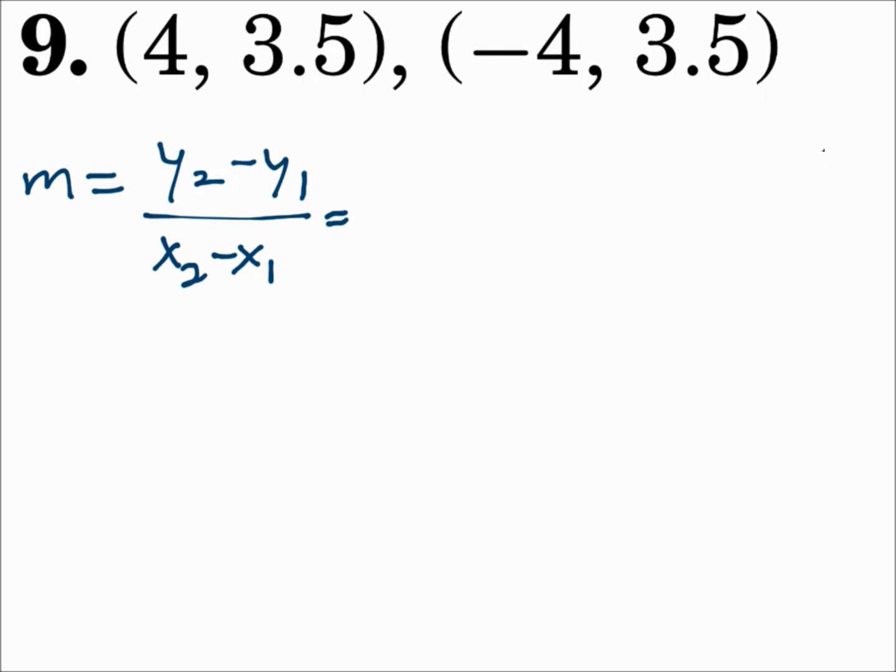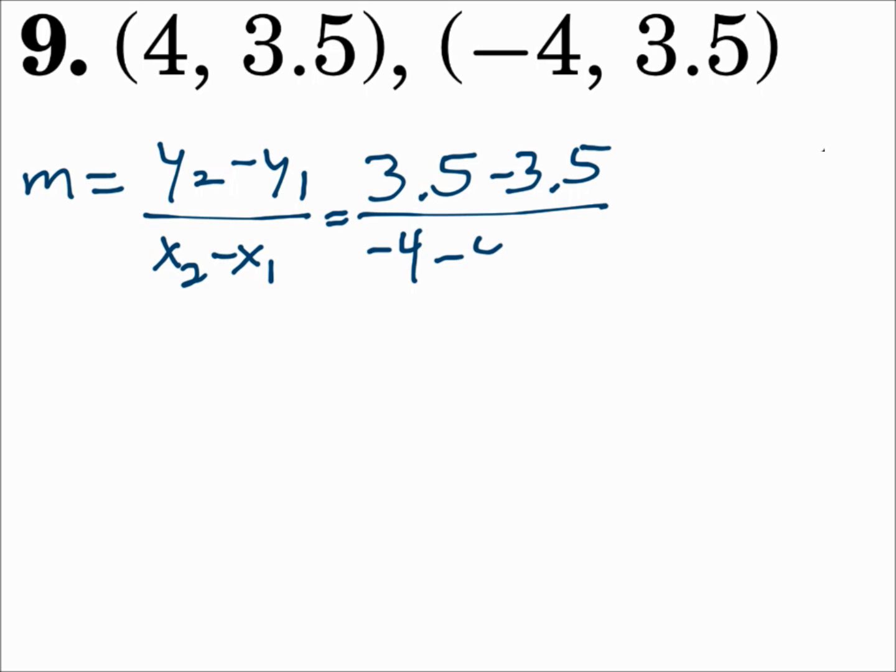Number 9. m equals y2 minus y1 all over x2 minus x1. y2 is 3.5 minus y1 is 3.5 all over x2 is negative 4 minus x1 is 4. 3.5 minus 3.5 is 0. Negative 4 minus 4 is negative 8. And 0 divided by negative 8 is 0. That's a horizontal line. So use your slope formula, substitute the values in, and simplify it.